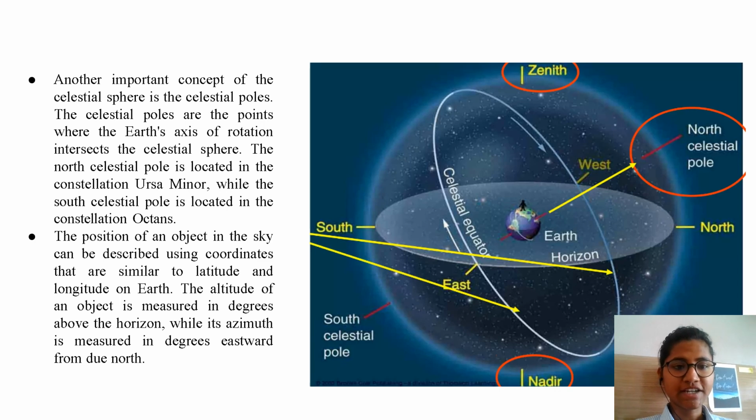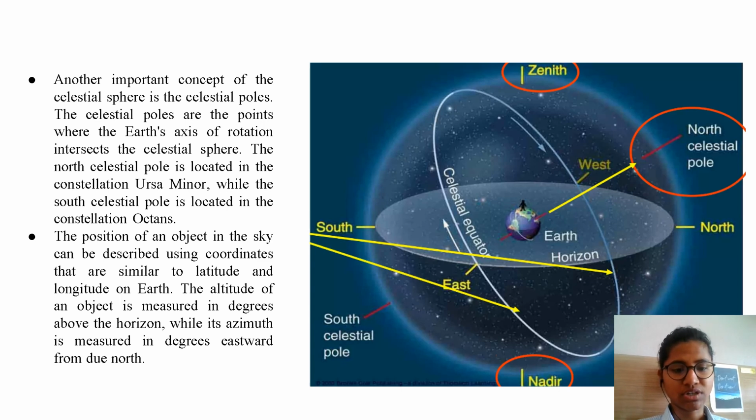In this slide, we can come to know another important concept of the celestial sphere, which is the celestial pole. The celestial poles are the points where the Earth's axis of rotation intersects the celestial sphere. The north celestial pole is located in the constellation Ursa Minor, while the south celestial pole is located in the constellation Octans.